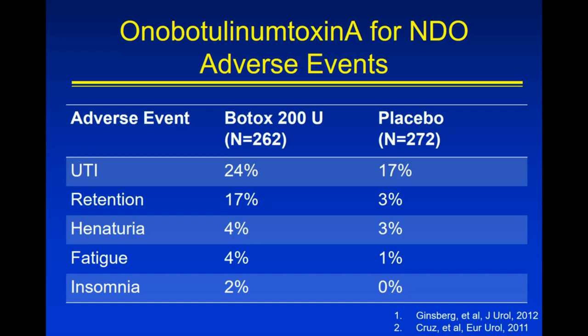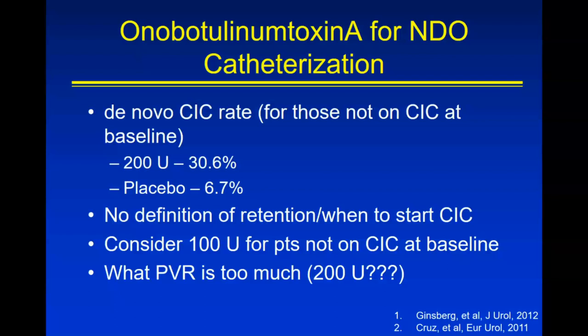Adverse events, the most common adverse events are infection and UTI. We'll talk about that in a little bit. What's the catheterization rate? In this study, we didn't do a good job of really having parameters of when you start catheterization. It was based on each individual study site. So placebo was 6%. Why would you need to catheterize if you're on placebo? Some of these patients were MS patients that were not catheterizing at baseline and maybe should have been, and then they started to. So I tell patients it's about 25%, the difference between 200 units and placebo, the risk of catheterization. That being said, if I see an MS patient, a neurogenic patient, that's not catheterizing at baseline, I'm probably going to do 100 units for that patient. I'm not going to give her the 200 units.